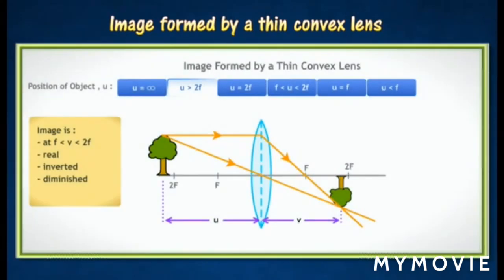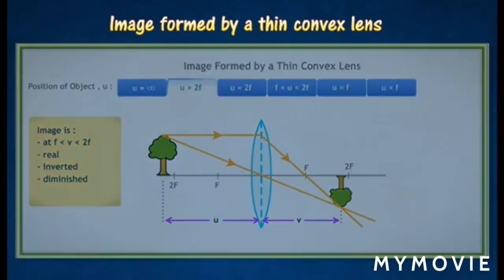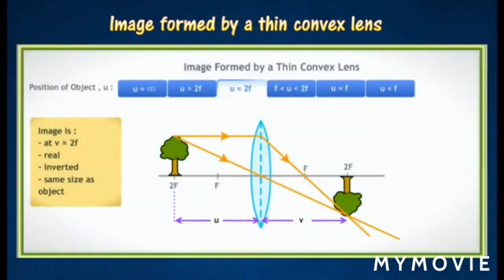When the object is placed further away than 2f, the image will appear between f and 2f. The image is real, inverted and diminished. It is used as the lens in the human eye and also in camera lenses. When the object is placed at 2f, the image will appear at 2f, inverted. The image is the same size as the object. It is often used in photocopiers.